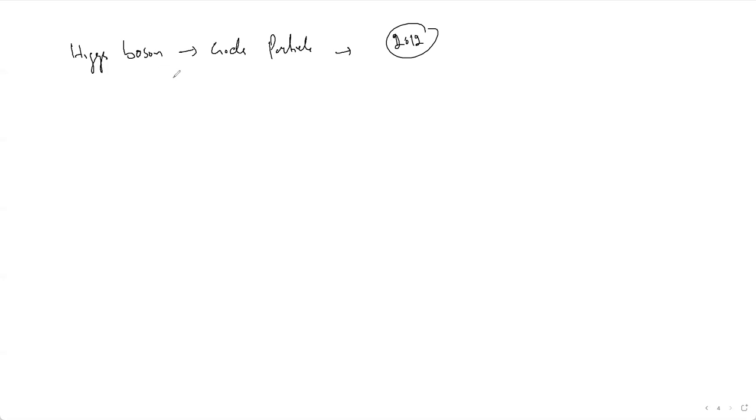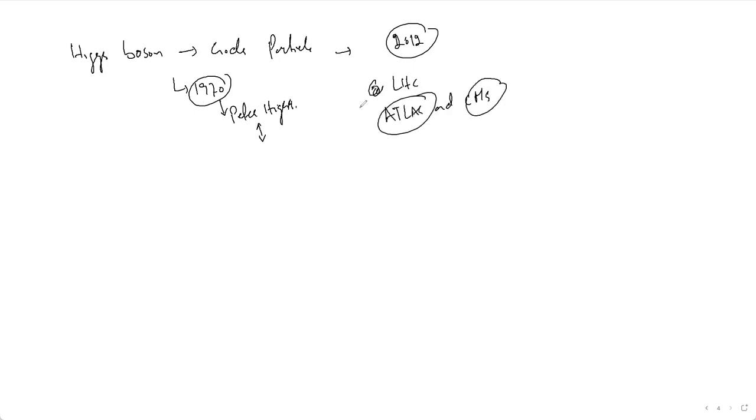Now you just imagine, this Higgs boson was proposed in the year 1970 by Peter Higgs. I have met him, by the way. I met him in Italy. I was at a conference on high energy physics and he was also there. He proposed it in 1970, and in 2012 it was actually discovered at CERN, at the LHC, in the ATLAS and CMS experiments. How was it detected? It's a long story. For now I will conclude here. I can tell you some more things about the Higgs boson.